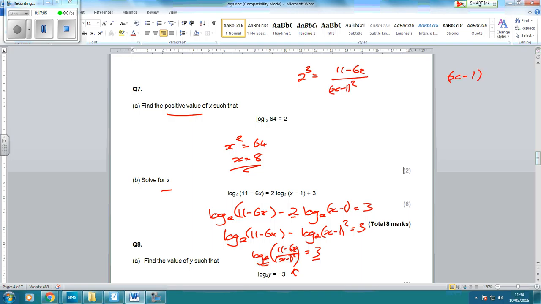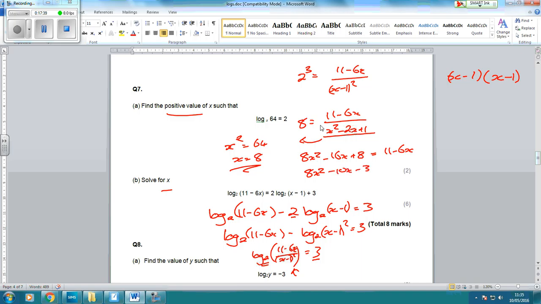Remember, if you've got a bracket squared, you've got to write the bracket out twice. So x minus 1 times x minus 1. So you're going to have 2 to the power of 3, which is 8, equals 11 minus 6x over x squared minus 2x plus 1. Then I'm going to multiply it by 8, so it's going to be 8x squared minus 16x plus 8 equals 11 minus 6x. We're going to move everything to the left-hand side and get 8x squared minus 10x minus 3 equals 0.